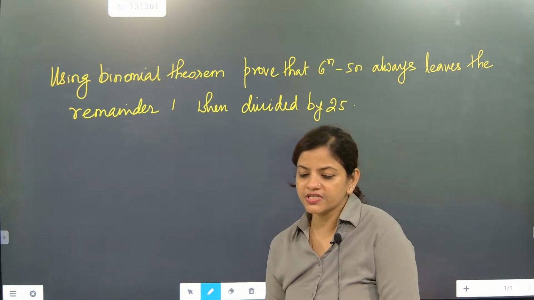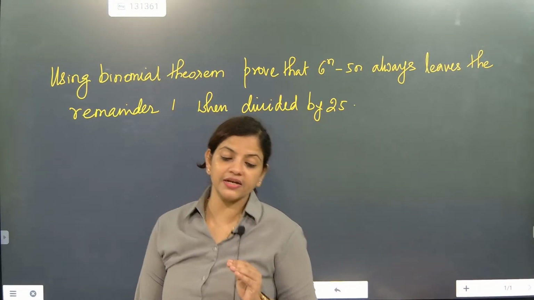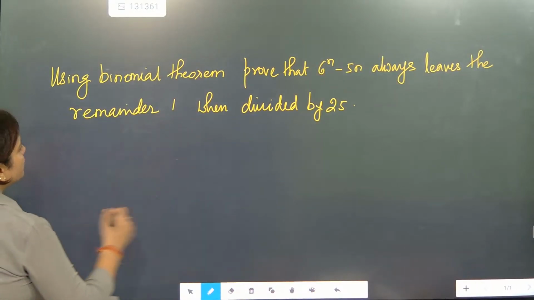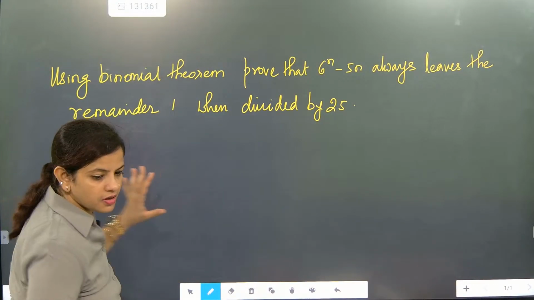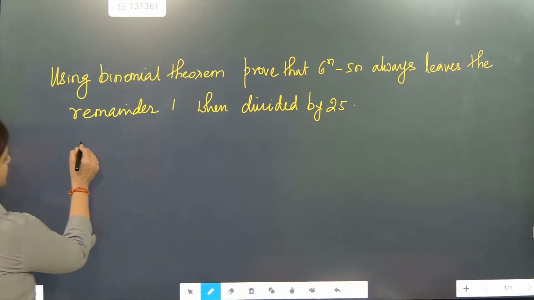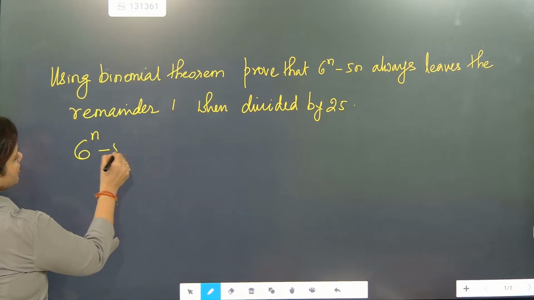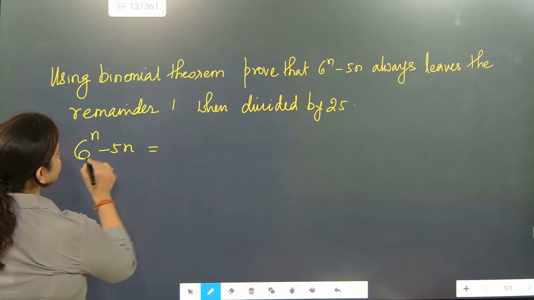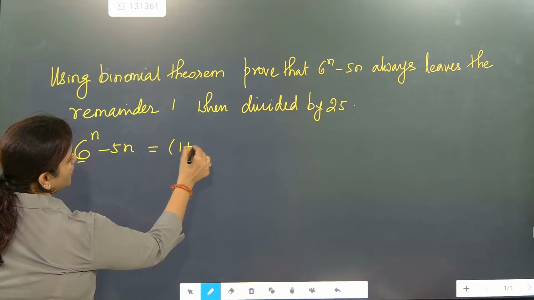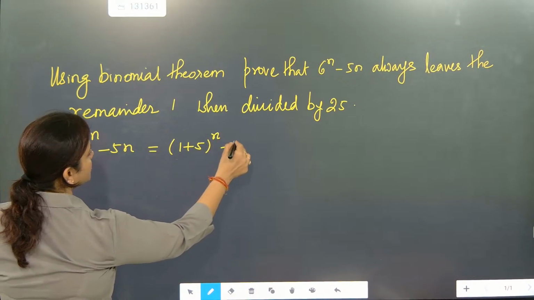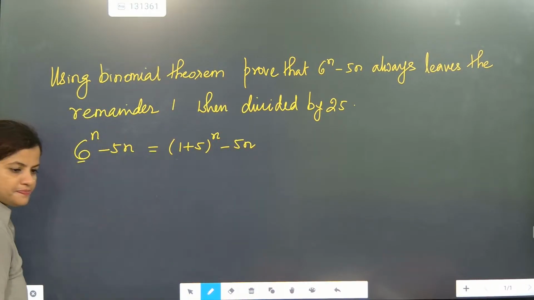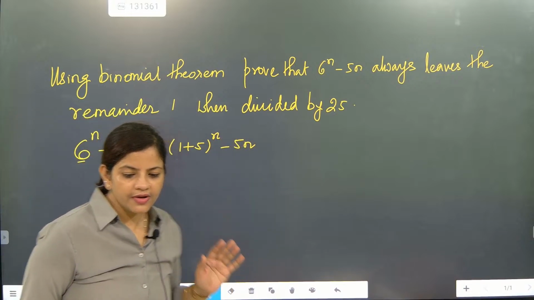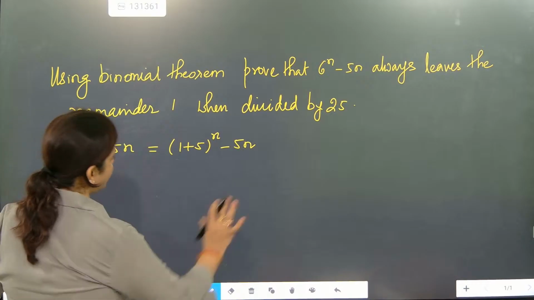See, for this type of question, Nabita, our main target is 6 to the power n. Always remember, we will not touch any other section. We will only touch 6 to the power n. Here 6 to the power n minus 5n is there. We can write 6 as 1 plus 5, to the power n minus 5n. Done? 6 can be written as 1 plus 5, to the power n. Okay? 1 plus 5 to the power n minus 5n.